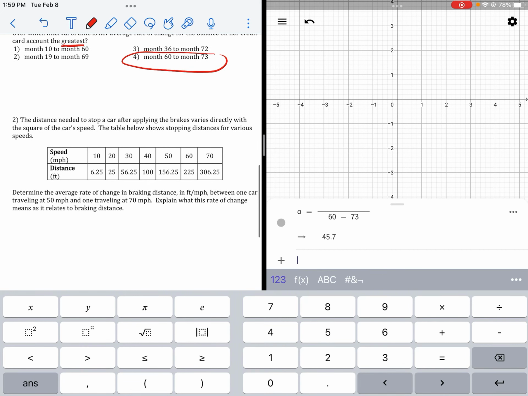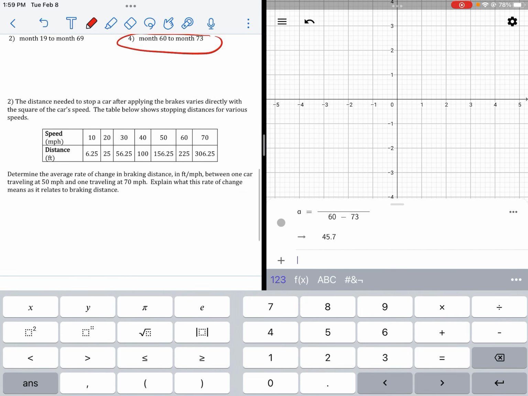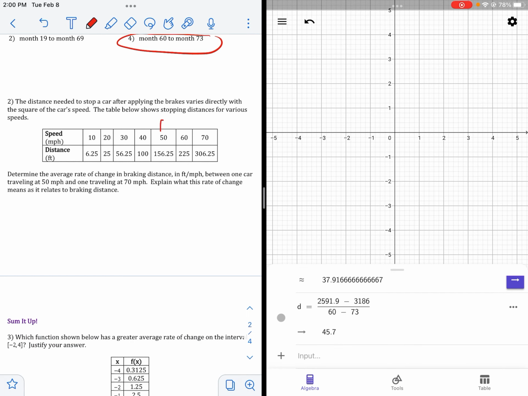Okay, so that's choice 4. Next one, number 2, they gave us a table again. Distance needed to stop a car after applying the brakes. Determine the average rate of change in braking distance in feet per mile per hour between one car traveling 50 miles per hour and 70 miles per hour. Explain what this rate of change means as it relates to brakes and distance.